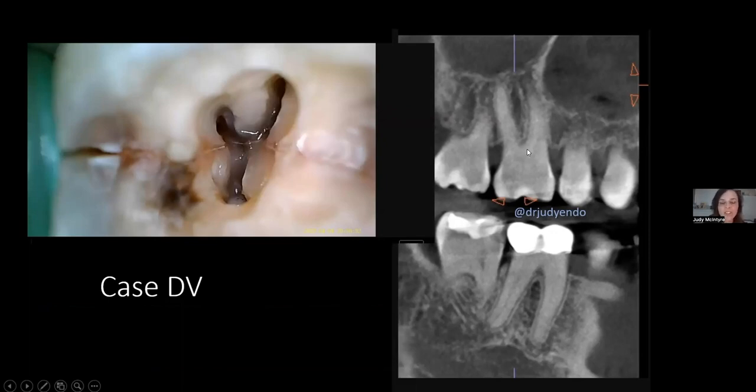So we had a conversation with this patient. We sat him up. We said, listen, we showed him the pictures. You know, we knew it was cracked, right? But it has gone through your pulpal floor.